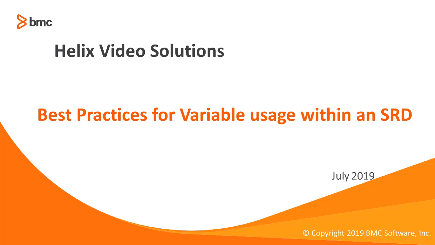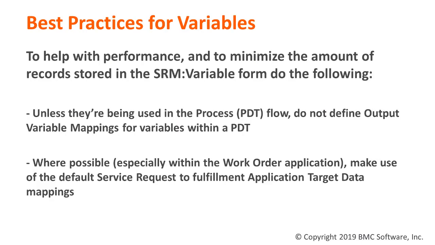All right, so in this video today, we're going to talk about some best practices for variable usage and mapping within an SRD. There can be performance issues that arise when there are many records in the SRM variable form, millions, and that can easily happen depending on the complexity of an SRD and PDT flow and the amount of items that are being mapped to it. So here are a couple things that can be done to help reduce the amount of variables that are stored within a runtime process flow.